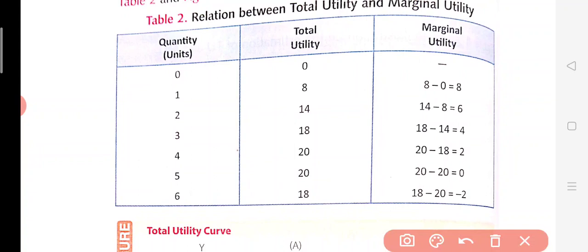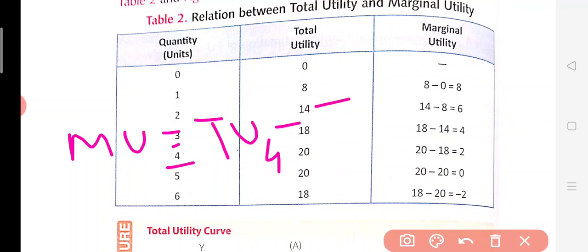What is marginal utility? Suppose you want to calculate the marginal utility, that is MU. So how are you going to calculate? It will be total utility. Suppose you want to find it for the fourth unit here. So what is TU4? Minus total utility n minus 1, and n is 4 over here. So 4 minus 1, which means 3. So what is the total utility at 4? At 4 the total utility is 20.